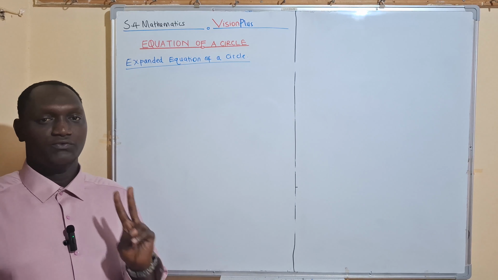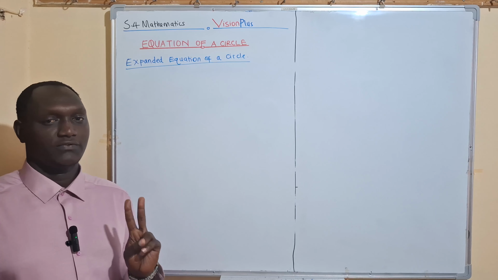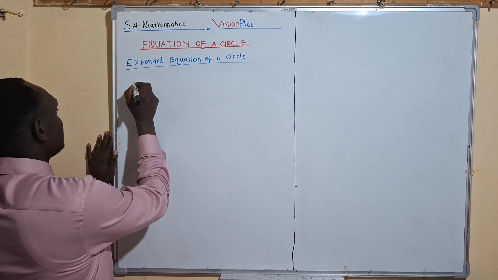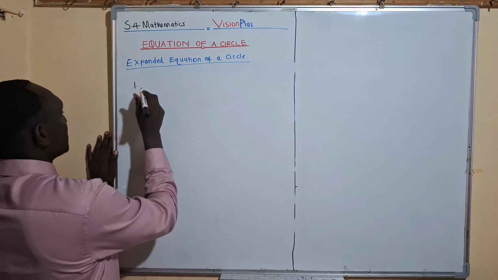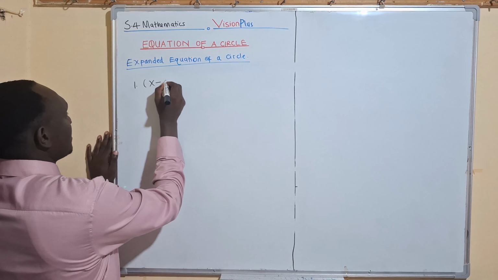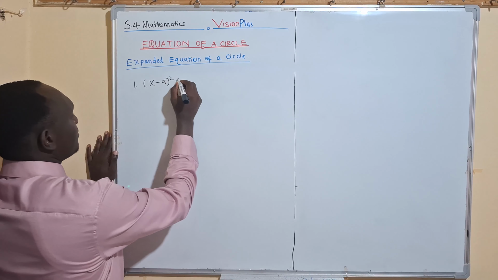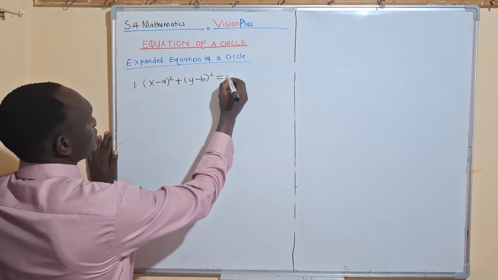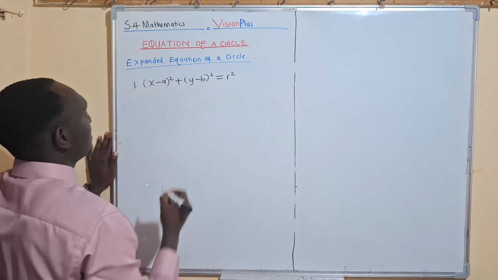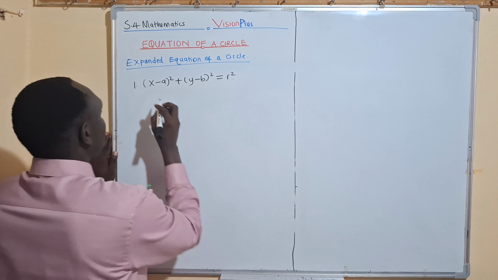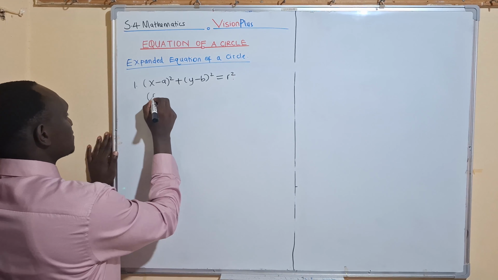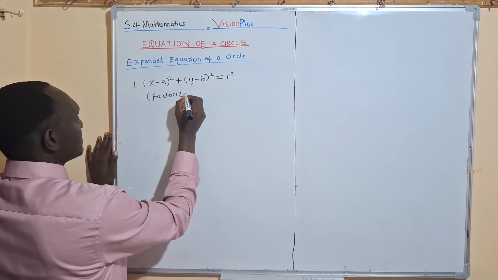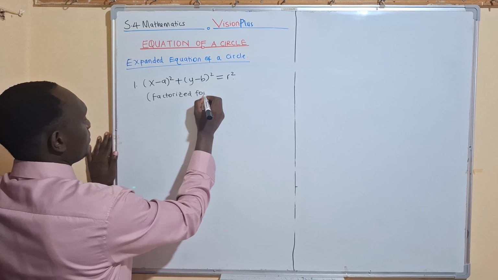Remember, there are two forms of writing the equation of a circle. The first one is what we have looked at: (x - a)² + (y - b)² = r². This is what we call the factorized form.